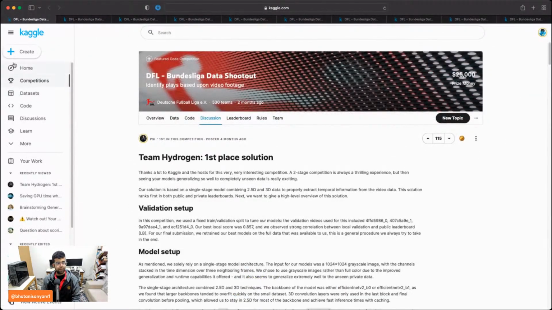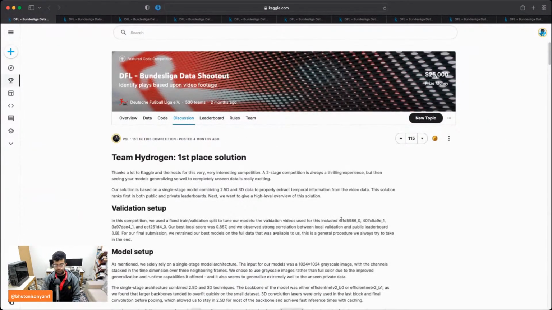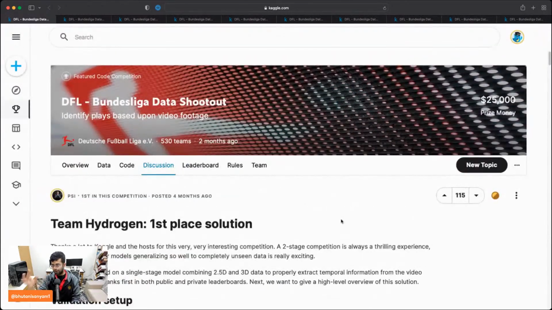So let's look at the first position solution by Philip Singer. The team was all three of my colleagues from H2O.ai, and it's no surprise they're always in the top five of any competition, regardless if they're solo or teamed up.